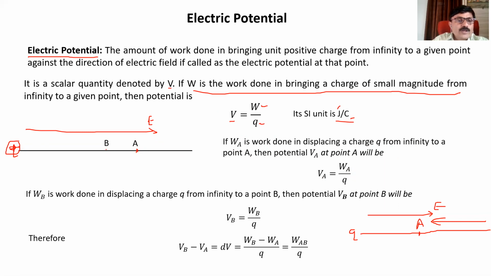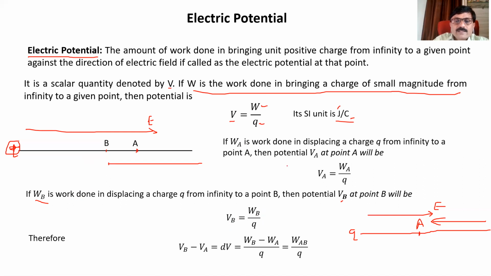Now, this is another point B. If WB is the work done in displacing the charge q from infinity to this point, then the potential at the point B, which is called VB, will be given as per definition, VB is equal to WB divided by q. WB is the work done in taking the charge q from infinity to the point B.